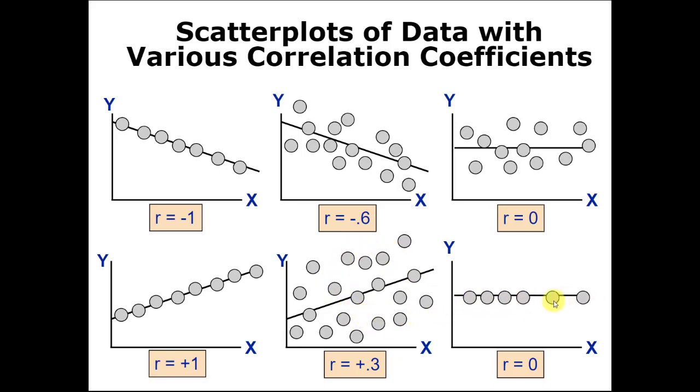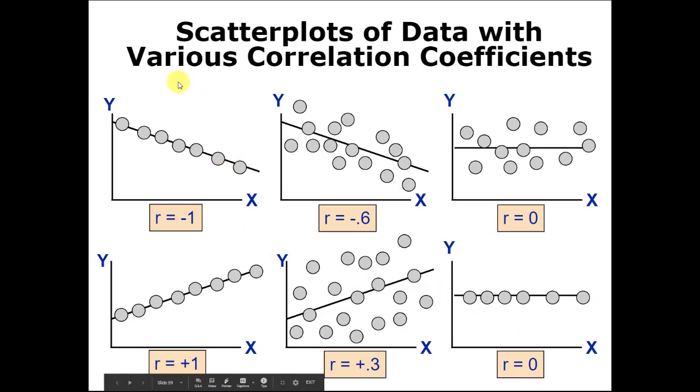Now this one is again no relationship. So here all the points are on a zero slope type of line. So there would be no relationship. So we can say that there is no relationship between the independent variable and the dependent variable.